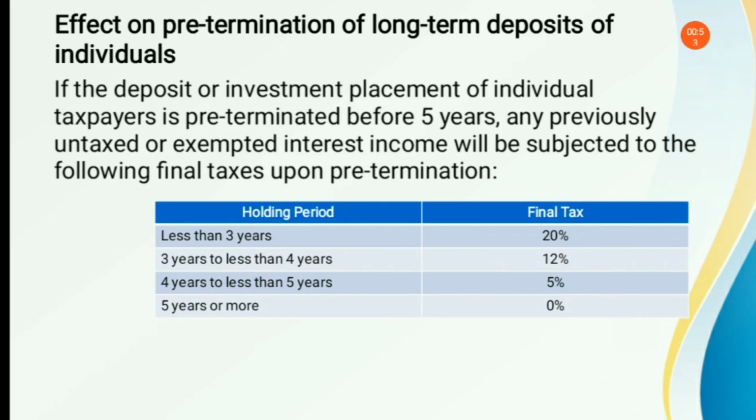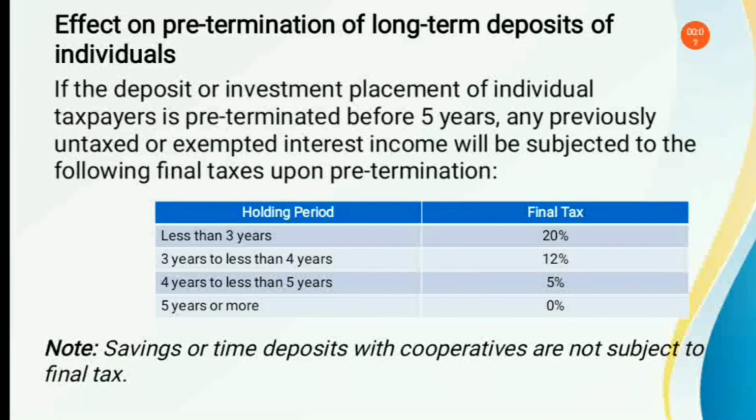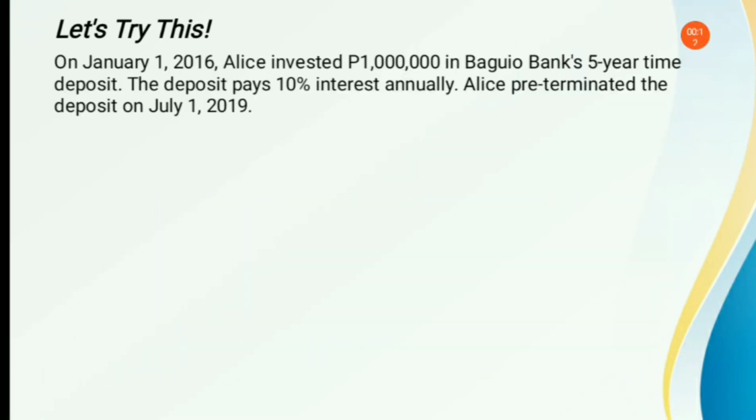Naintindihan niyo ba yung sinasabi nito? Hindi, 'di ba? Okay, so para mas malinaw, kailangan nating puntahan yung example nito. Ito yun. On January 1, 2016, Alice invested 1 million pesos in Baguio Bank's 5-year time deposit. The deposit pays 10% interest annually. And then Alice terminated the deposit on July 1, 2019.